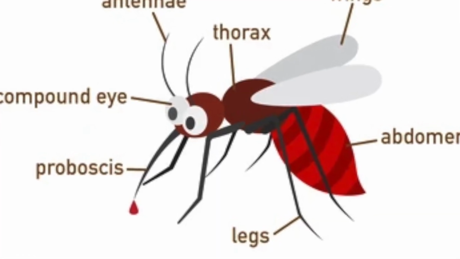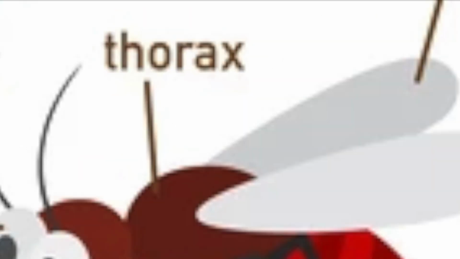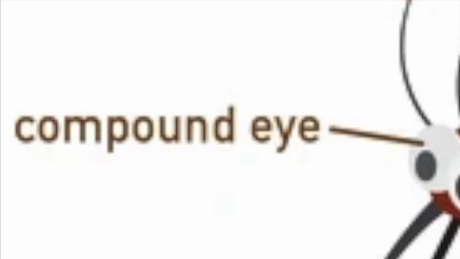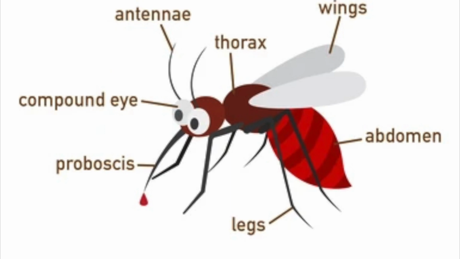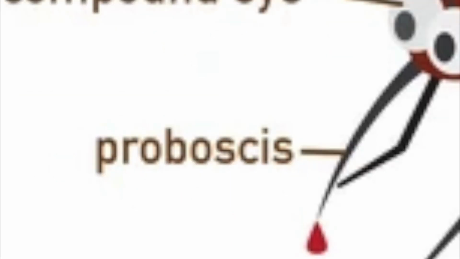So we're going to start with the abdomen, the legs, the thorax, the antenna, then the compound eye, the wings, and last but not least, the proboscis or needle.